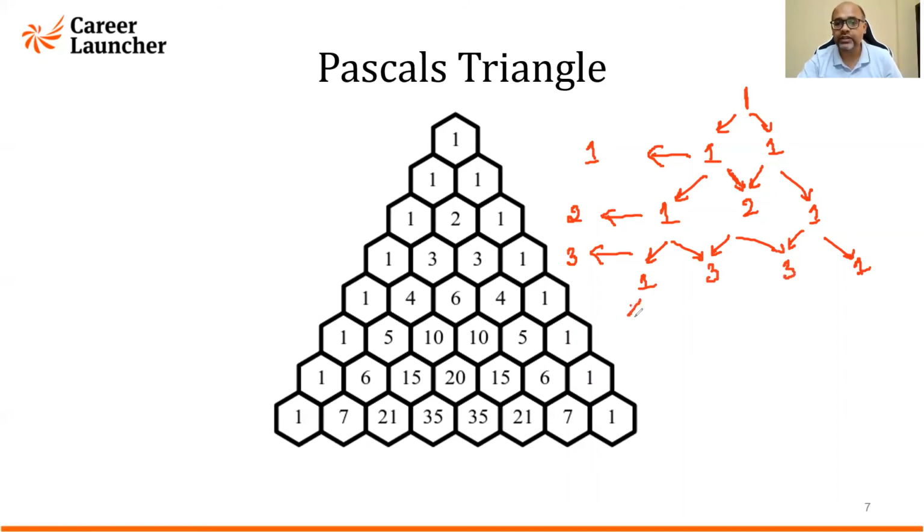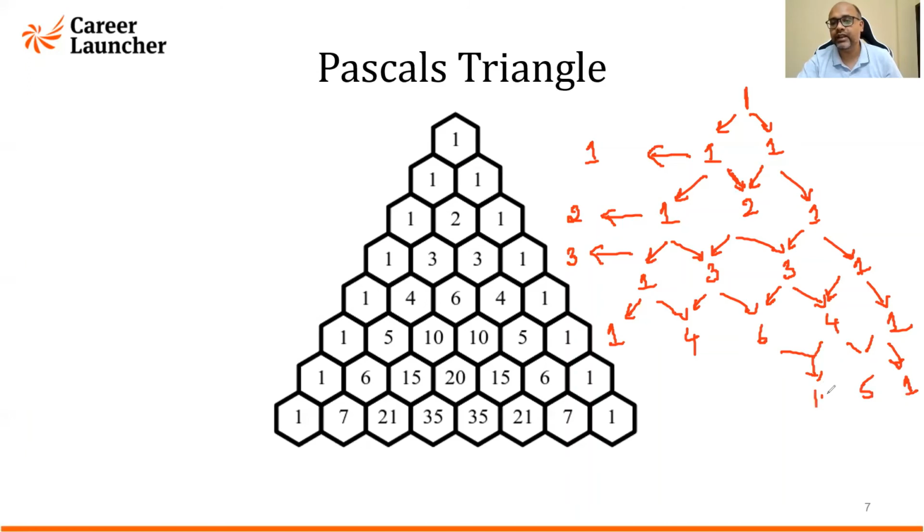If I want to continue this, I will have 1 here. These two will add to give me 4. These two will add to give me 6. These two will add to give me 4 and 1 will continue. If I want to write one more, I will continue with 1. These two will add to give me 5. This will add to give me 10. This will again add to give me 10. These two will add to give me 5 and the 1 will again continue. So this is how the triangle is made.